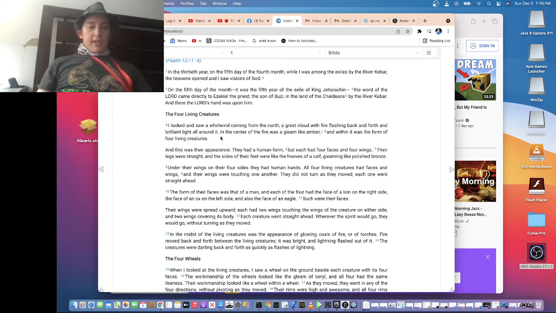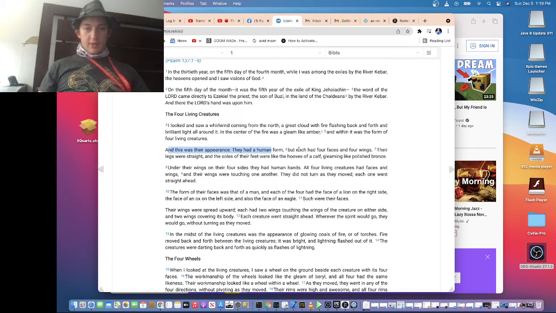So, these are seats. This is a seat. There's 4 of them in a vehicle. So, we're going to explain that later. And this was their appearance. They had human form, but each had 4 faces and 4 wings. So, this is talking about the heads of the seats. And the 4 wings, you know how the doors flop open on the vehicles? There's 4 doors. How many cars in this world have 4 doors? A lot. There's a lot of cars that have 4 doors. So when they open, they're like wings.